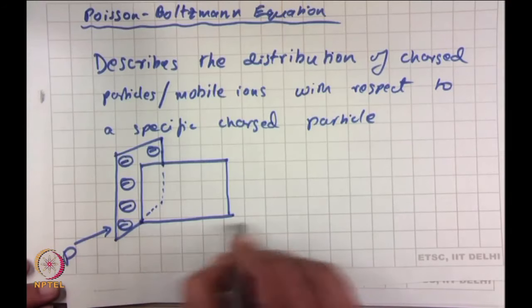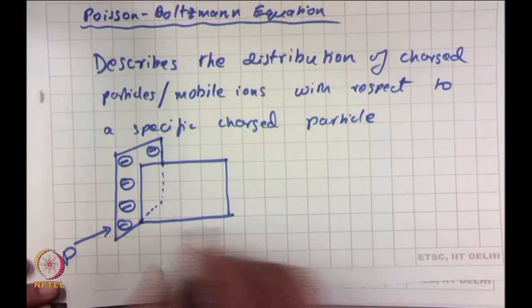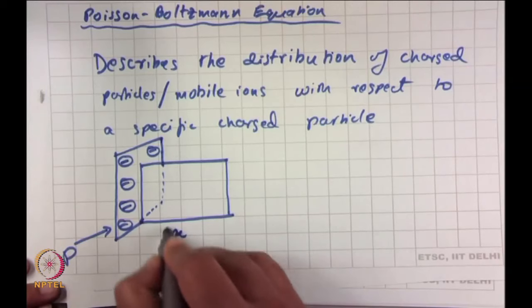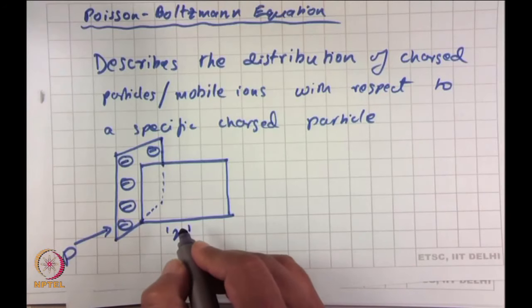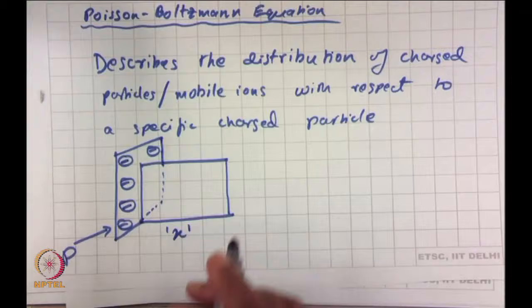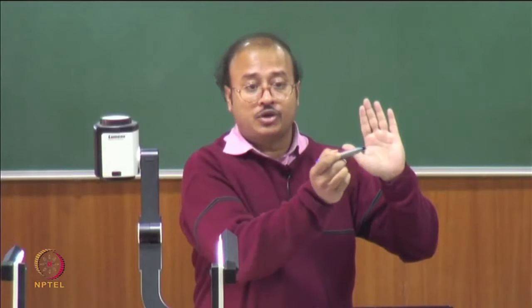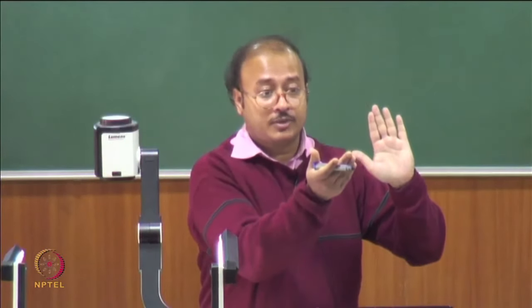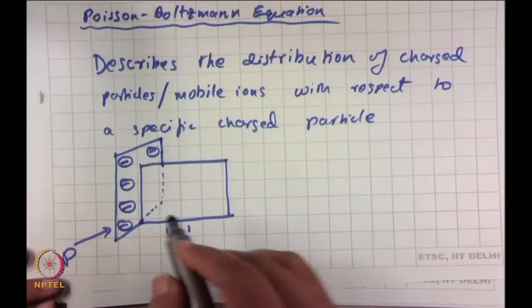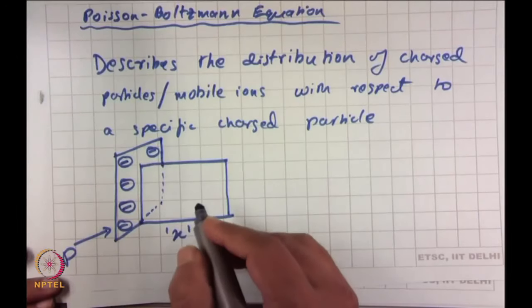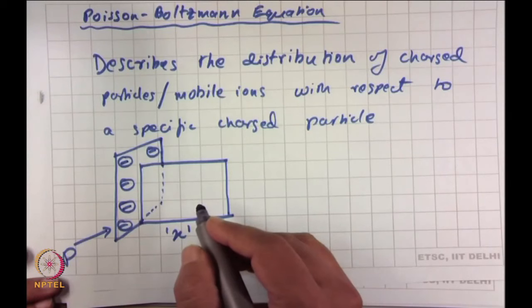This x coordinate is your distance x from the plane. So, this you understand, right. If you have a plane, this is my x coordinate, and I am slowly moving away from the plane. Now, if I am moving away from the plane, how will my charge distribution vary?